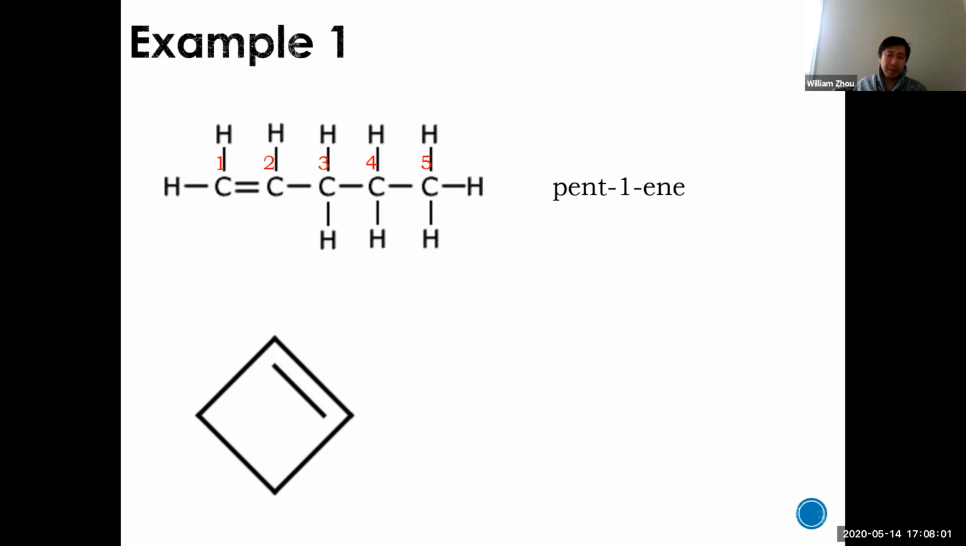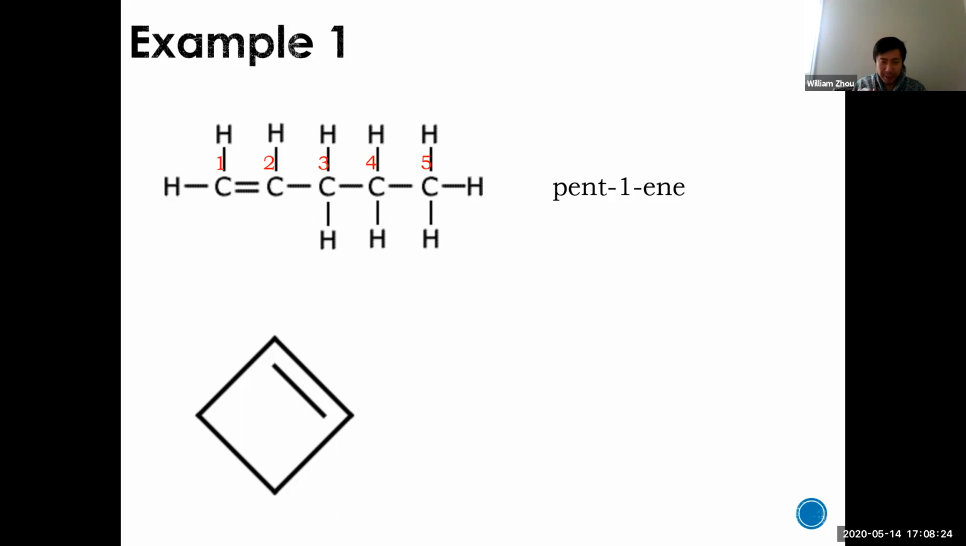Well, you're not telling me where your double bond is. The E and E tells you that there is a double bond. The 1 tells you the double bond is on carbon 1. The 1 is necessary because it could be on carbon 2. So please make sure you write the 1. So it's pent-1-ene. Does that make sense?